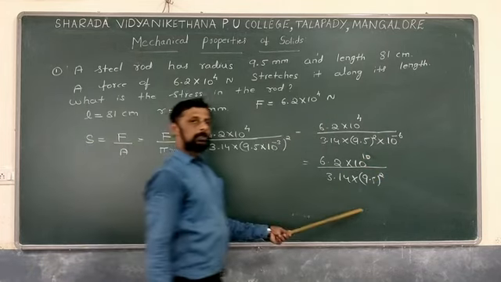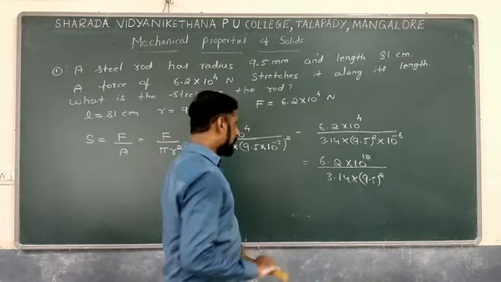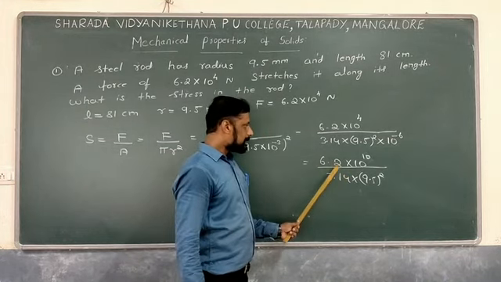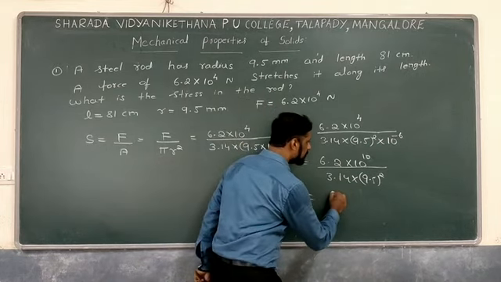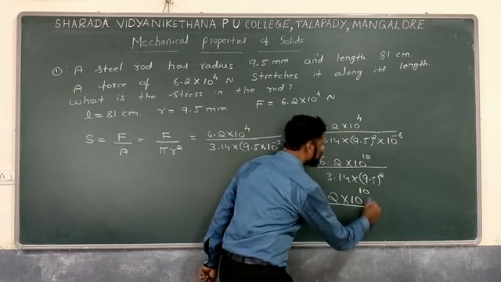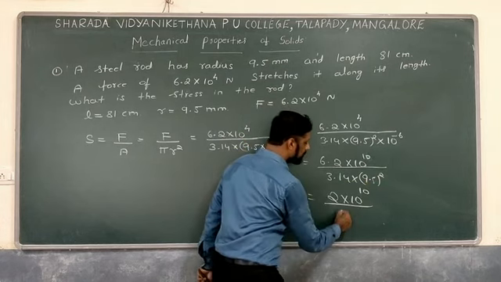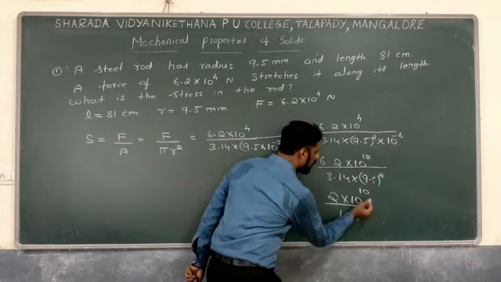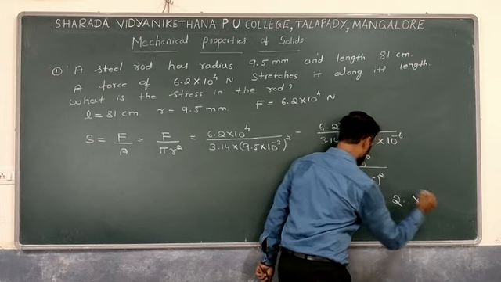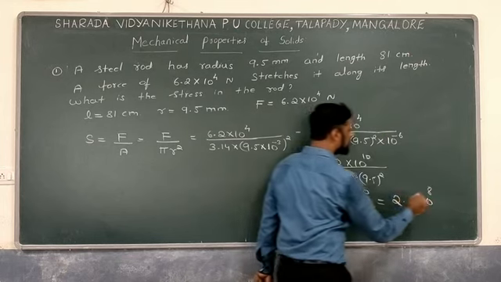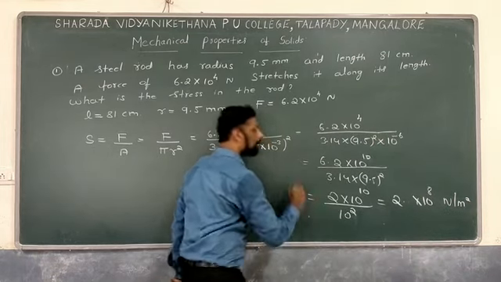In order to simplify this, in JEE as well as NEET exams there is no option to use calculators, and hence take this value as 6 only and 3.14 as 3 only. Therefore, it can be simplified as 2 into 10 power 10. Instead of taking 9.5, better you take this as 10 only. 10 square becomes 100, so 100 means 10 power 2. So approximately you will get 2 point something into 10 power 8 Newton per meter square. This is the stress developed in the rod.